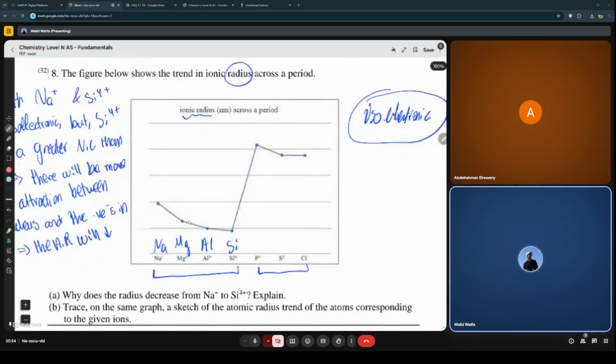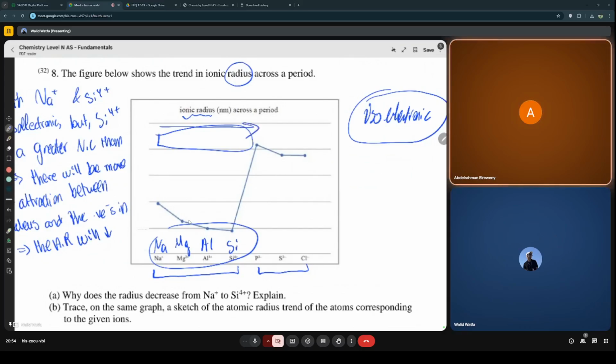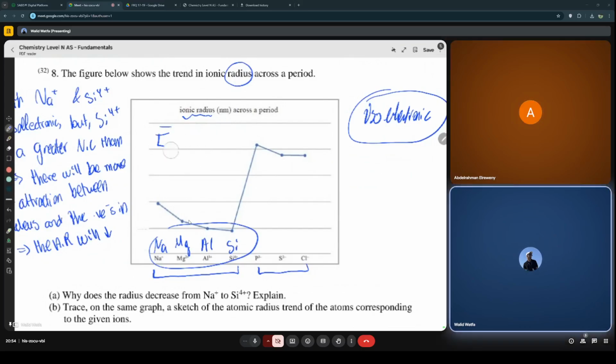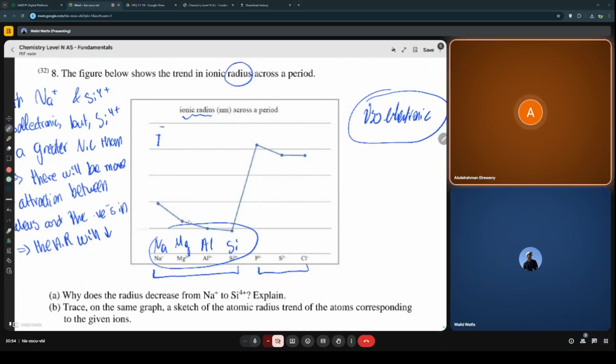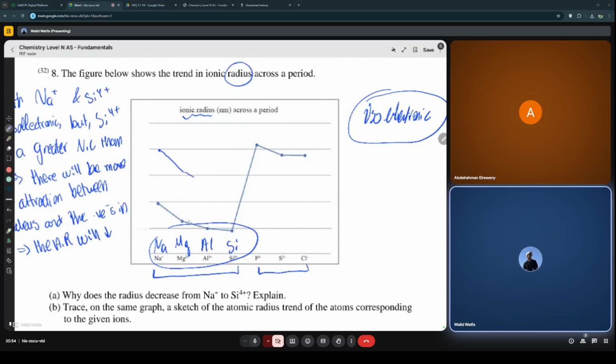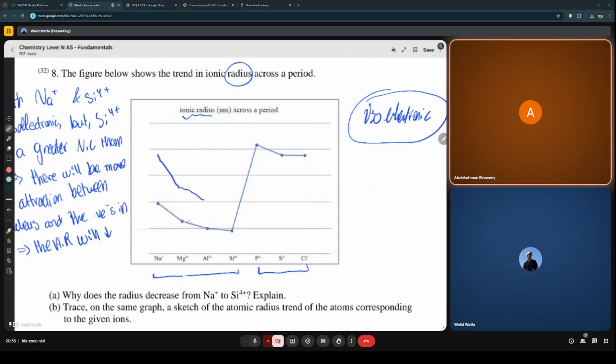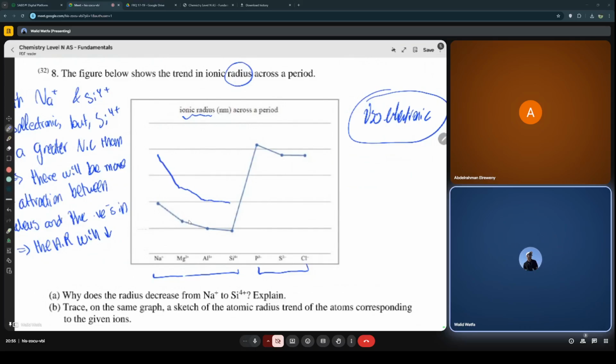Let's compare these: Na, Mg, Al, Si. Aren't they across the same period? Yeah. Across a period, what happens? Across a period, atomic radius decreases. Perfect, so that's why it's decreasing. But don't make it a straight line. Look at how it's decreasing here. Copy the trend: a strong decrease, then a minimal decrease, then a very minimal decrease. Then up.